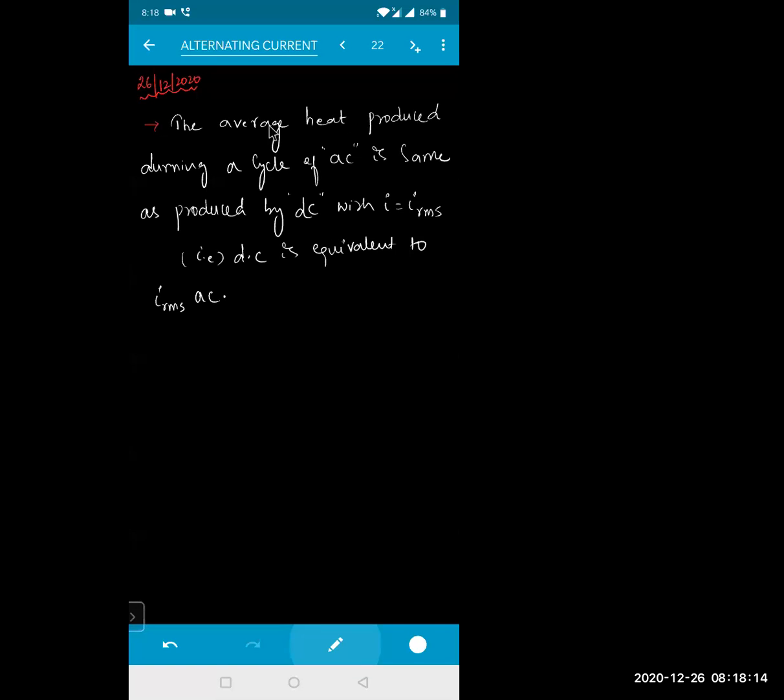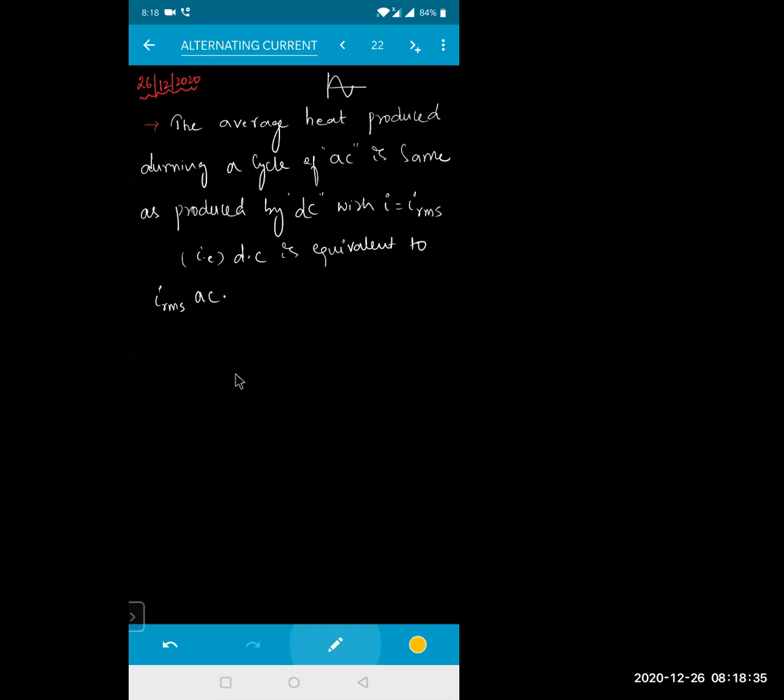So what is the condition we are writing? The average heat produced during a complete cycle. In one complete cycle of your AC, whatever heat is produced is the same as that of your DC with I equal to I RMS. That is, DC is equivalent to the I RMS of your alternating current.